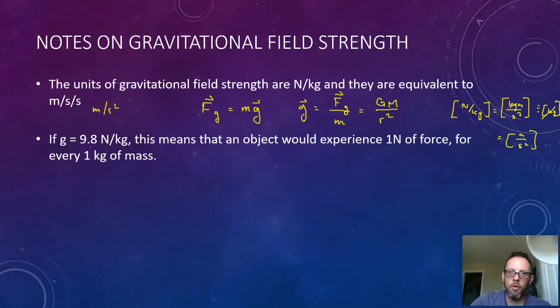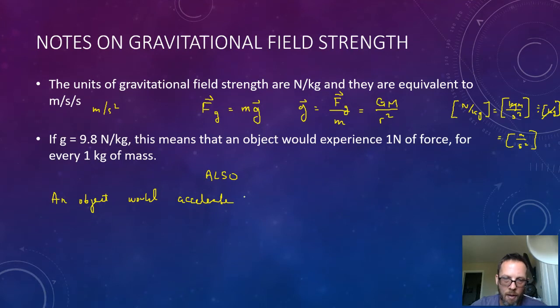Now, we talked about these units being newtons per kilogram. So if g is 9.8 newtons per kilogram, this means an object would experience 1 newton of force for every 1 kilogram of mass. And in the same way, an object would accelerate at 9.8 meters per second squared. So those two things are equivalent.